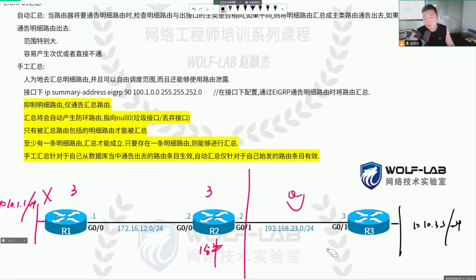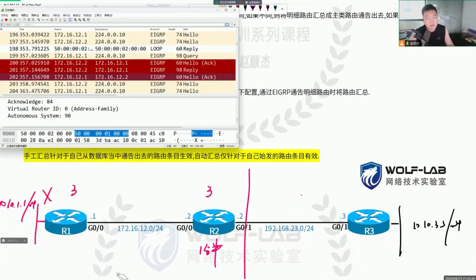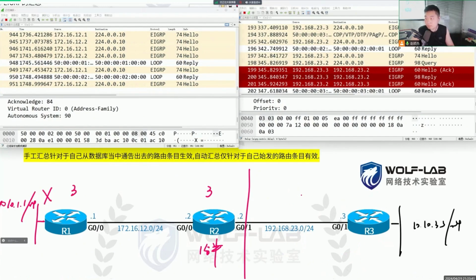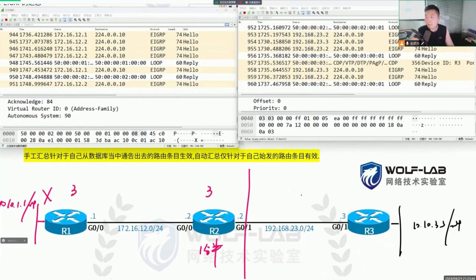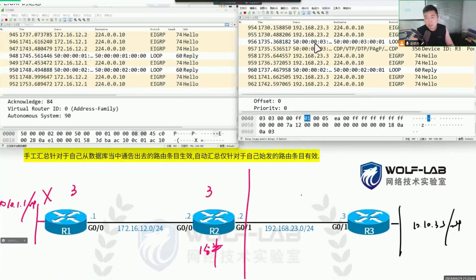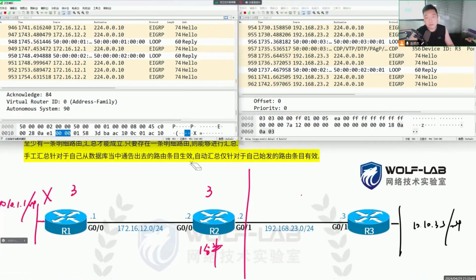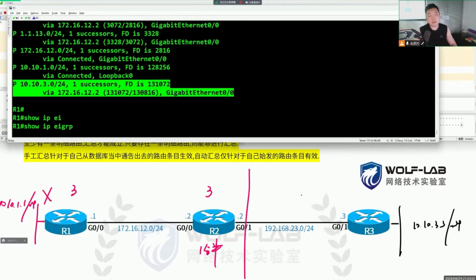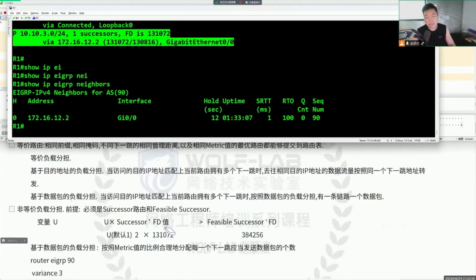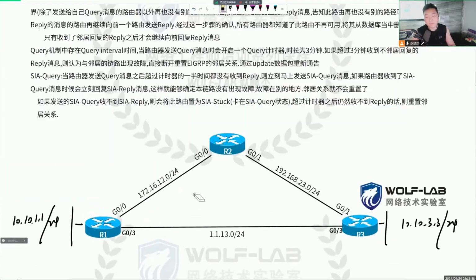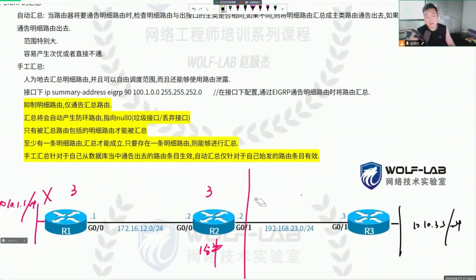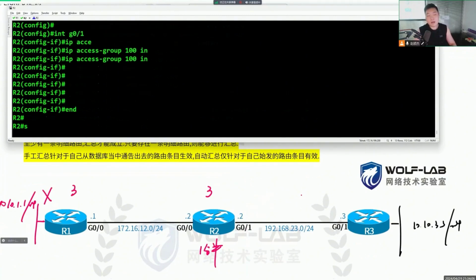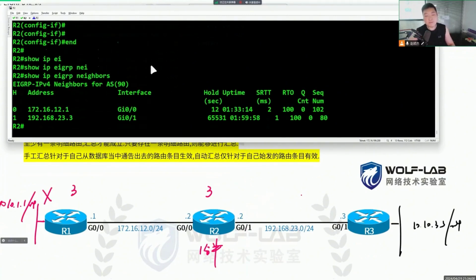The packets have been captured before. This is R1 and R2's, and this is R2 and R3's. Here are 2 packets. Now the neighbor relationship between R1 and R3 is gone, because we just downed the link below. Look at this picture: we hang an ACL on R2, so now R2 should not receive any EIGRP packet sent by R3. Okay, filtered.